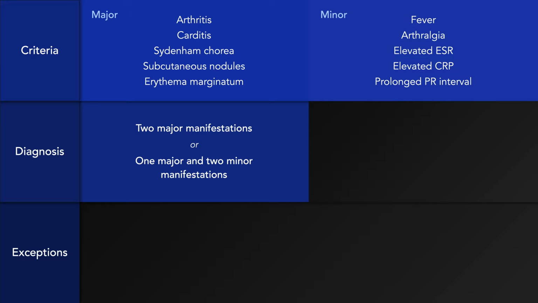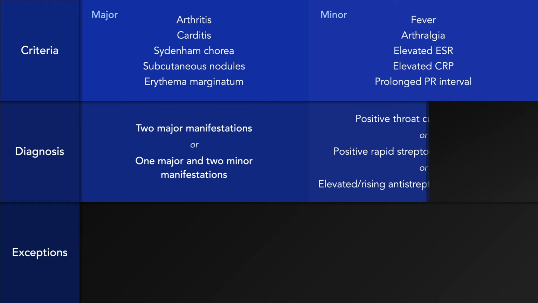In order to make the diagnosis, either 2 major or 1 major and 2 minor manifestations must be present. However, joint and cardiac manifestations can each be counted only once. That is, if the patient has arthritis as a major criterion, then arthralgia cannot be used as a minor criterion. Likewise, if carditis is counted as a major criterion, then PR prolongation cannot be used as a minor criterion.